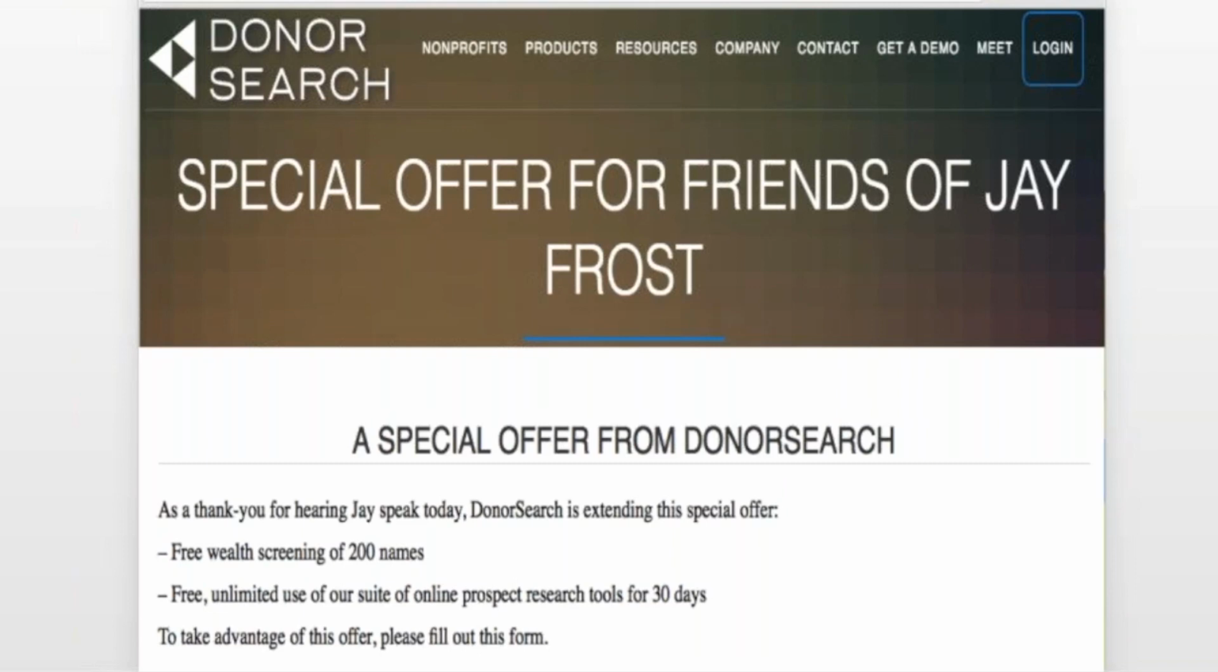Another thing you could do is go to the screening companies, take a subset of your population, give it to them, and they'll run a bunch of names for you, because they obviously want to do work with you. Additionally, they will often give you access to their online tools, and you can do some searches there. This is an offer that Donor Search set up for me. If you just search, at the end of this presentation, special offer for friends of J. Frost on Google, you'll come up with this thing that looks like this, and they'll let you run a screening of 200 names, and use their online suite for 30 days. I would definitely recommend this if you're looking to identify people and go through the first stage of qualification. It's free, it's available, and it's right there.